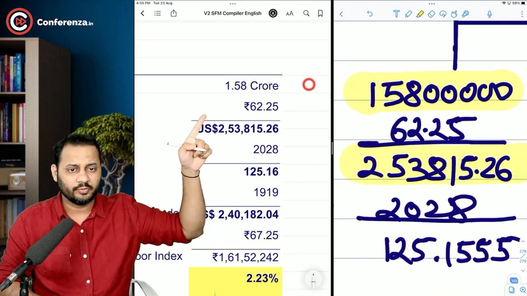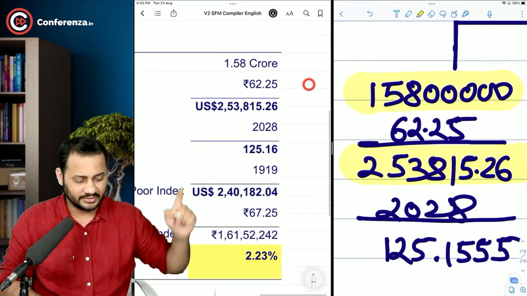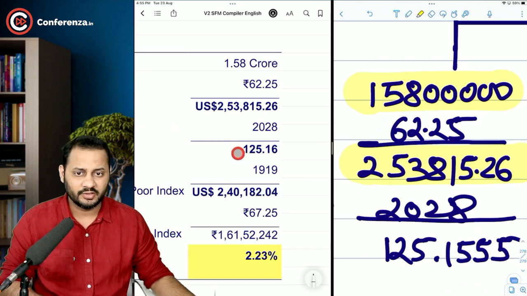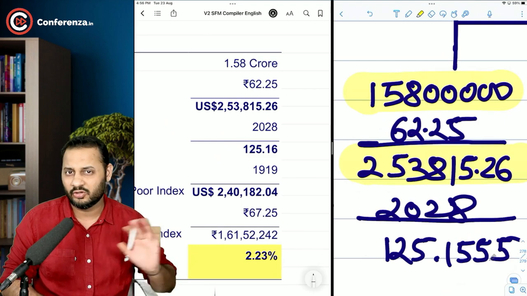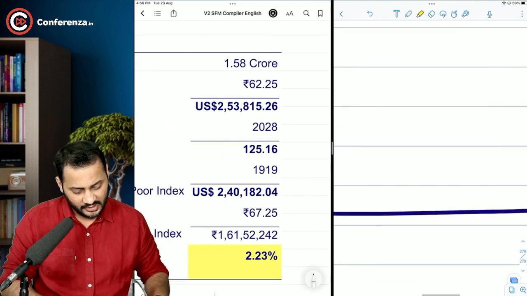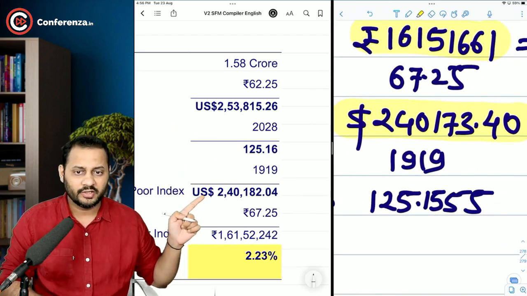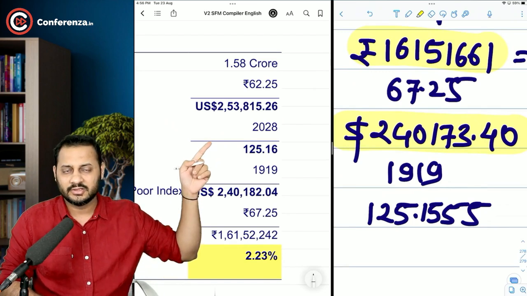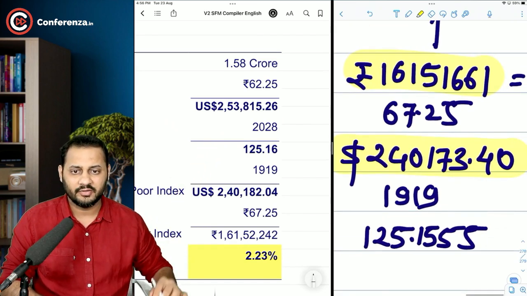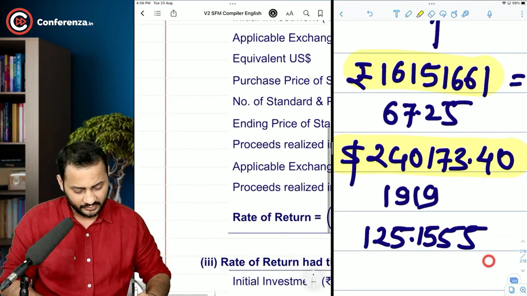158 crore at 62.25, 253,815, right, at 2028, 125.16. So they have rounded off the index into 16 and we have made it to 1555. So this has made all the difference, and because of that you are getting lesser amount in the other case. And the same units you sold at 1919 and you got 241.82, so that's 241.73 in that case. And when you sold it at 67.25 you got 161,522.42.